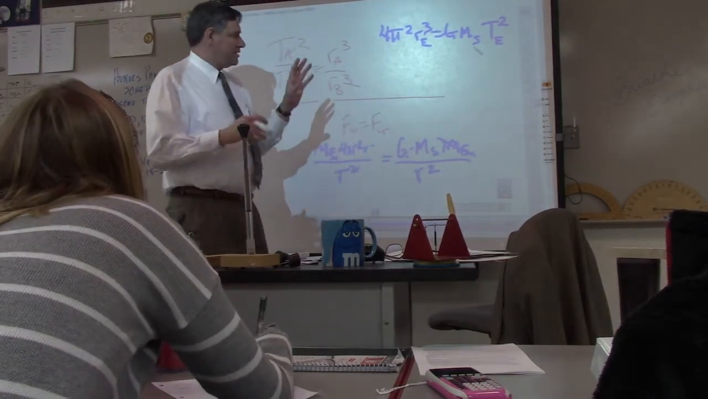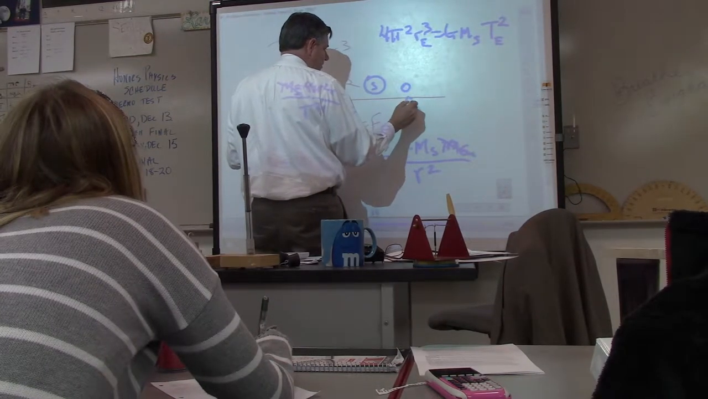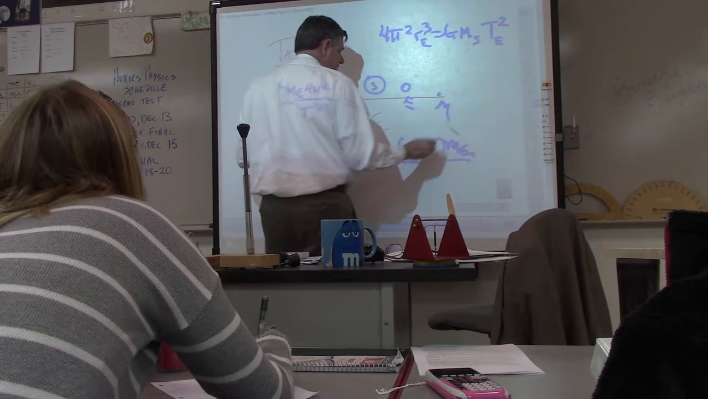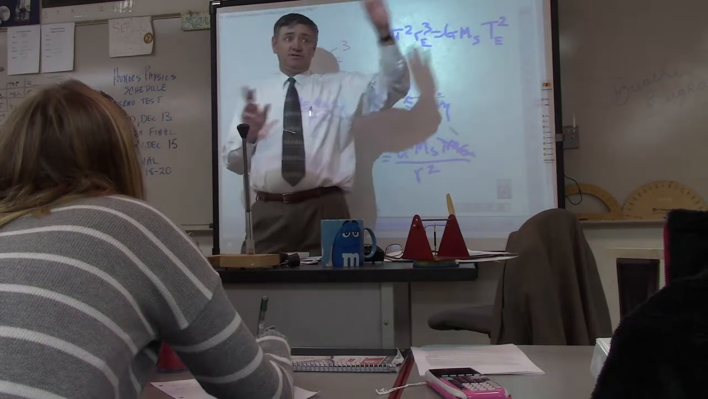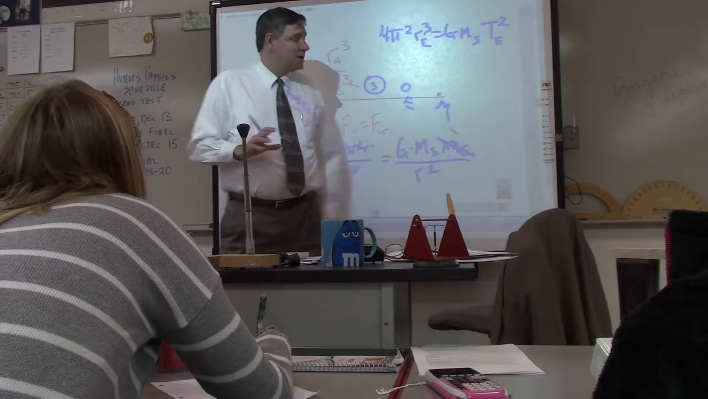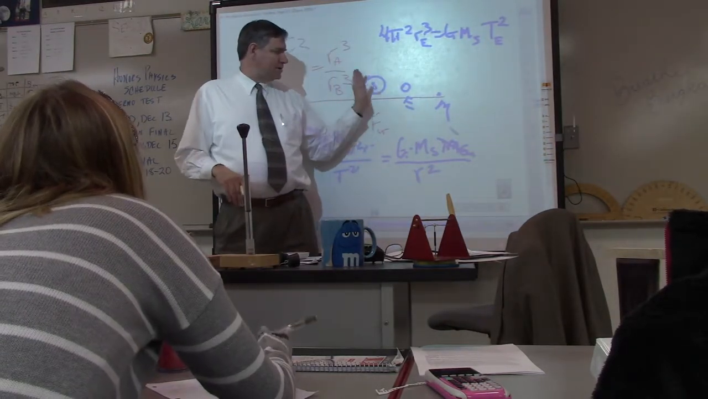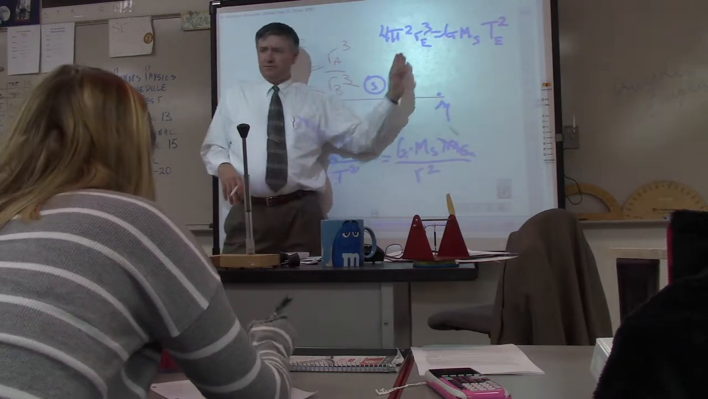What if we said, here's the Sun, here's the Earth, and here's Mars. Now, you have to keep in mind, Newton is doing this 100 years after Kepler had published his works. So he says, what if we do a comparison of the orbital period of the Earth and the orbital period of Mars?